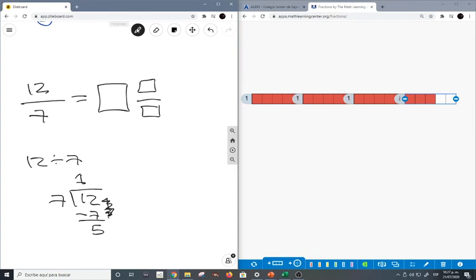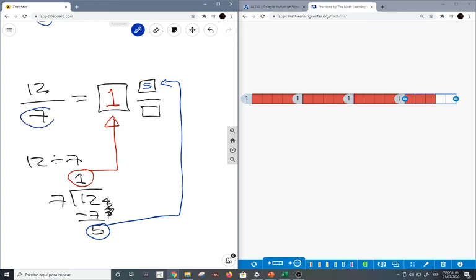So remember, the quotient is the whole part, or the units. So only one complete unit. The remainder is the numerator, 5. And the denominator is the same as before. So 12 sevenths is the same as 1 whole and 5 sevenths.